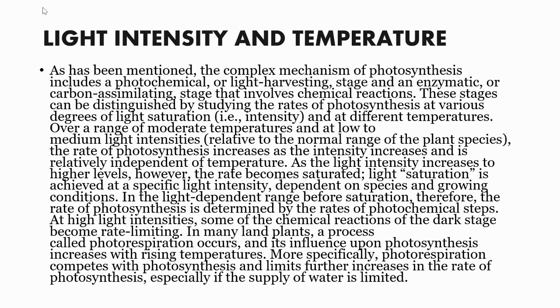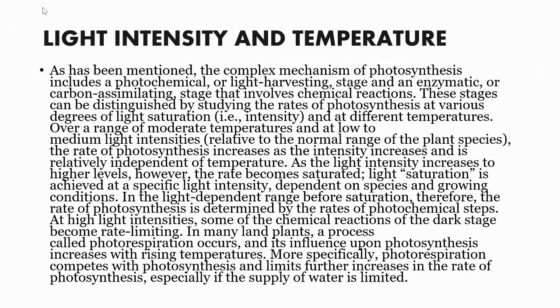Light intensity and temperature. As has been mentioned, the complex mechanism of photosynthesis includes a photochemical or light harvesting stage and an enzymatic or carbon assimilating stage that involves chemical reactions. These stages can be distinguished by studying the rates of photosynthesis at various degrees of light saturation, that is, intensity, and at different temperatures over a range of moderate temperatures and at low to medium intensities relative to the normal range of plant species. The rate of photosynthesis increases as the intensity increases and is relatively independent of temperature.